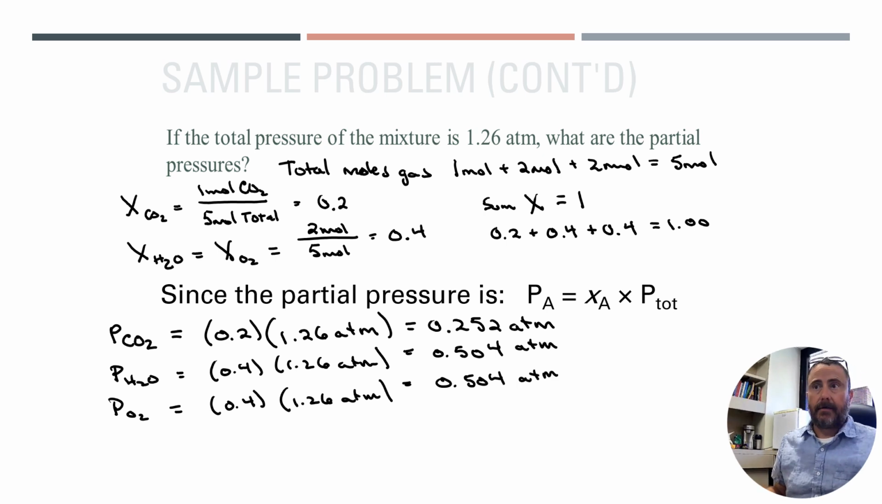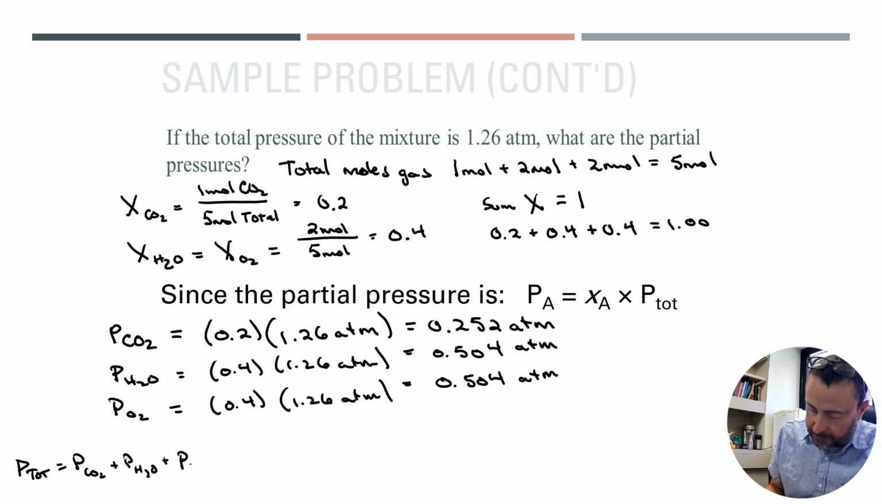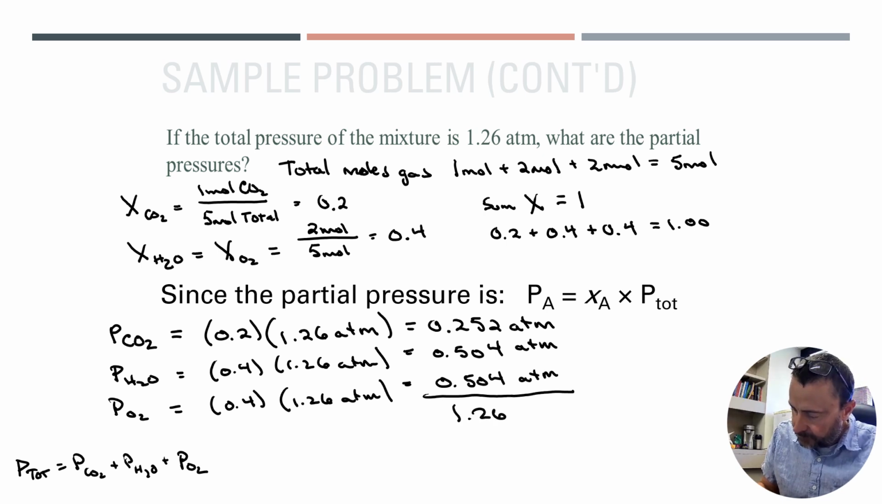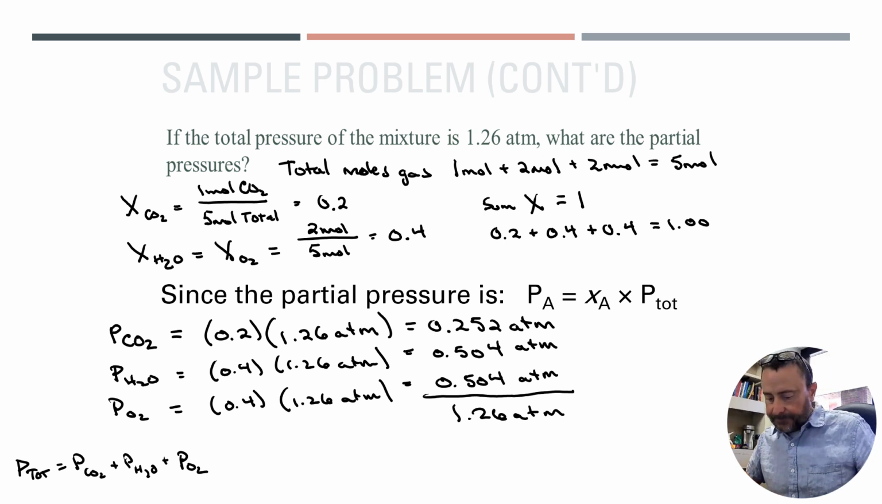Now, we can check this because remember, the total pressure should be the sum of all the partial pressures. So if I add all of these together, they add up to be 1.26 atmospheres. That works.